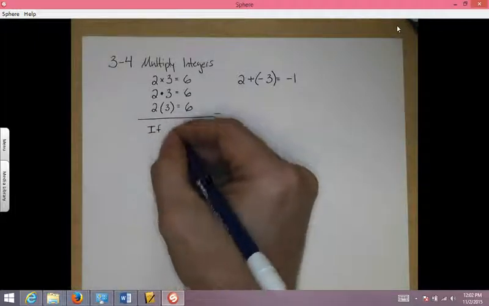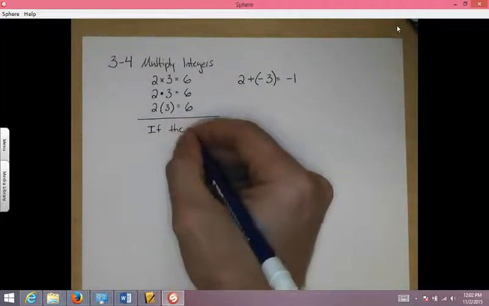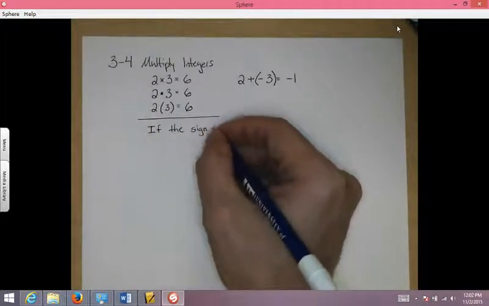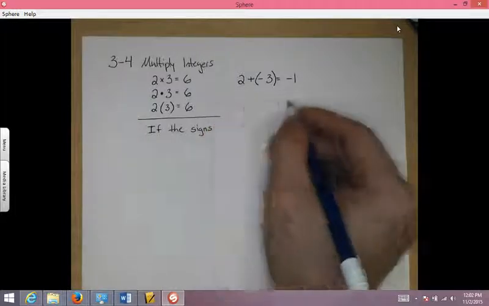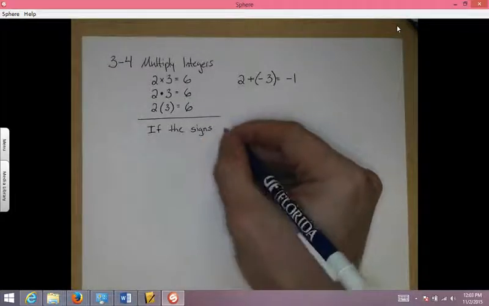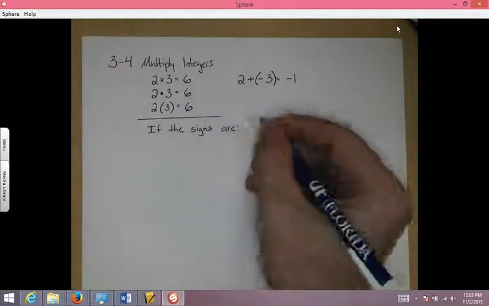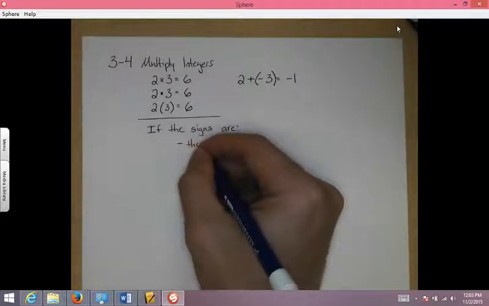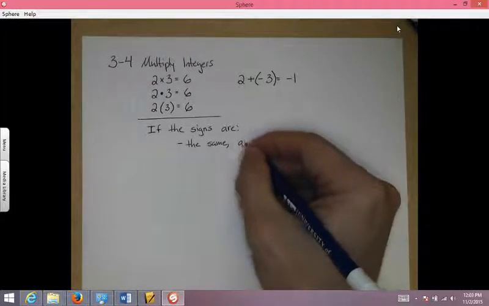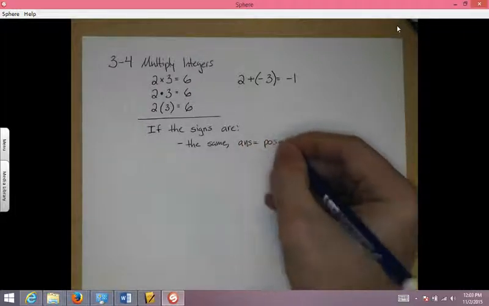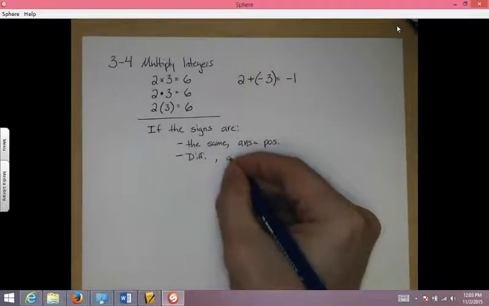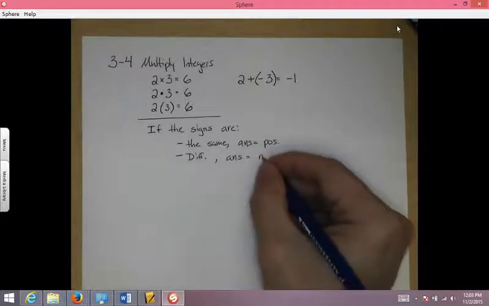with 2 parts. You're going to look at the signs on both the numbers that you're multiplying. And if you have a problem that has 3 or 4 things in a row being multiplied, just do it in chunks of 2. If the signs are the same, then the answer is going to be positive. If the signs are different, then the answer is going to be negative.